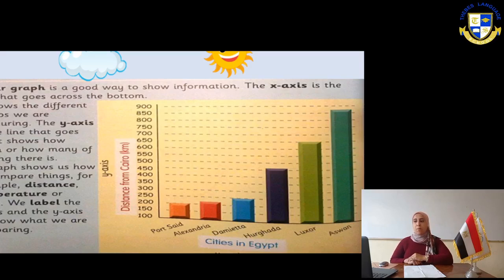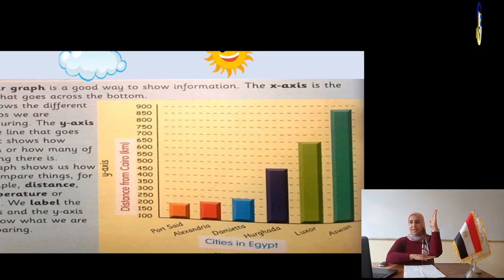This is called a bar graph. It is a good way to show information. The x-axis is the line that goes across the bottom. Here in the x-axis, we will find the names of the cities, okay? It shows the different groups we are measuring.